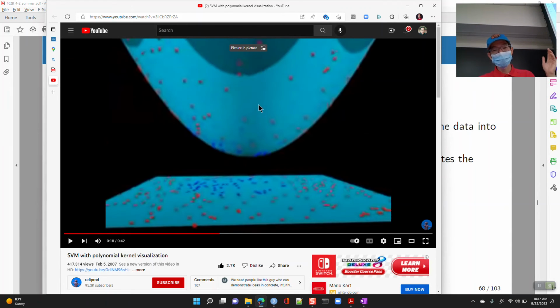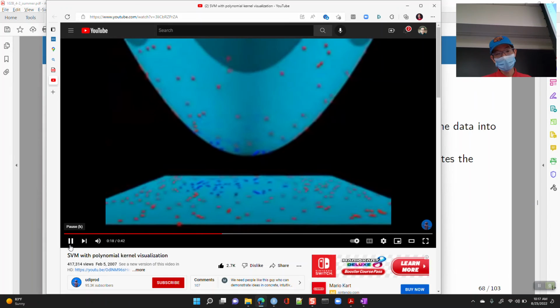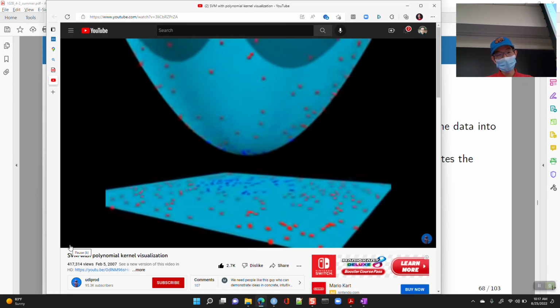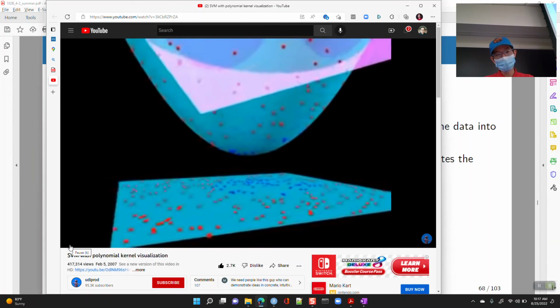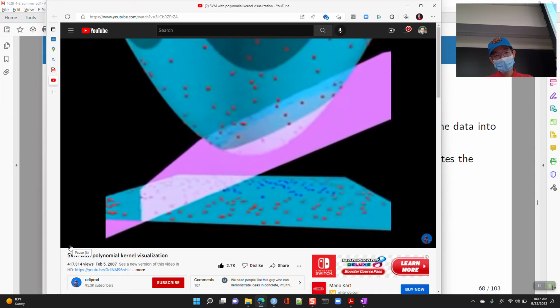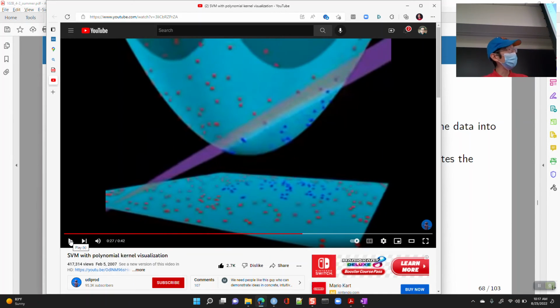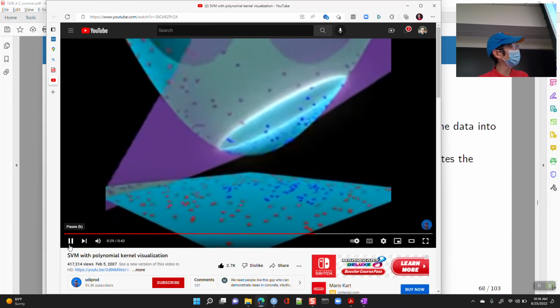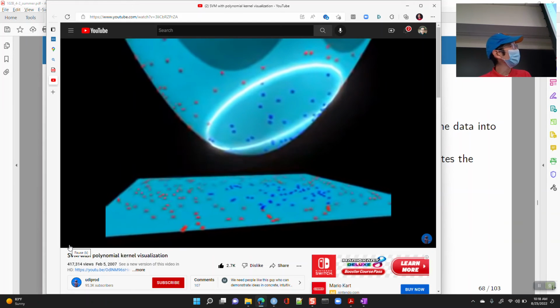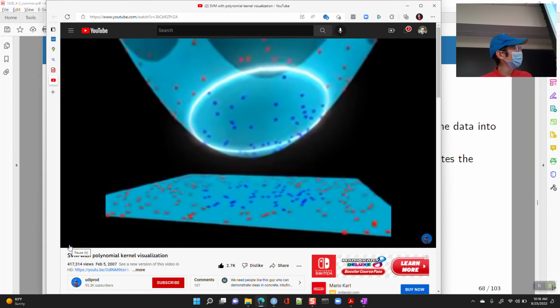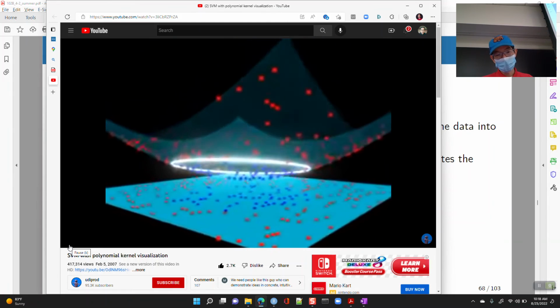Okay, so now the data, which originally existed in 2D, now exists in 3D, because we applied that transformation function. And now that the data is in 3D, we can draw a hyperplane that separates the blue from the red, and this will establish our boundary now.